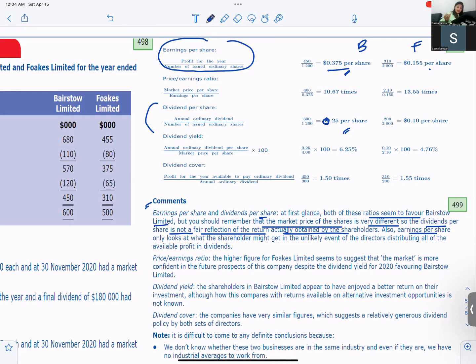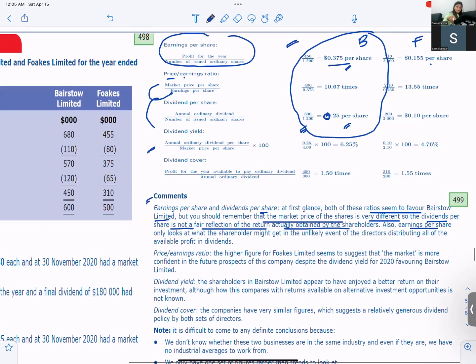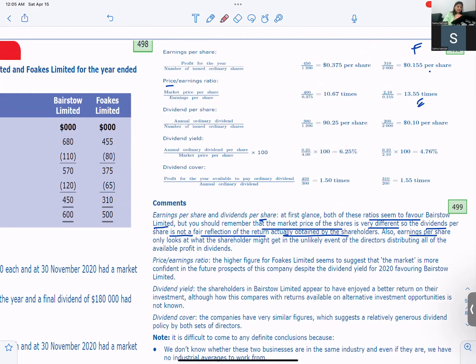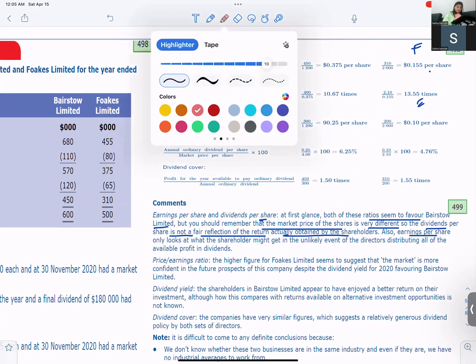You should see how much my directors are distributing and how much profits is available. So these both ratios look very favorable for Bear Stock, but you should actually compare it with the price earning ratio. That means the earnings that you're getting compared to the market price of the share, or you should see it with the dividend yield ratio. Okay, the price earning ratio is better for Folks. Although earning per share and dividend per share is better for Bear Stock.